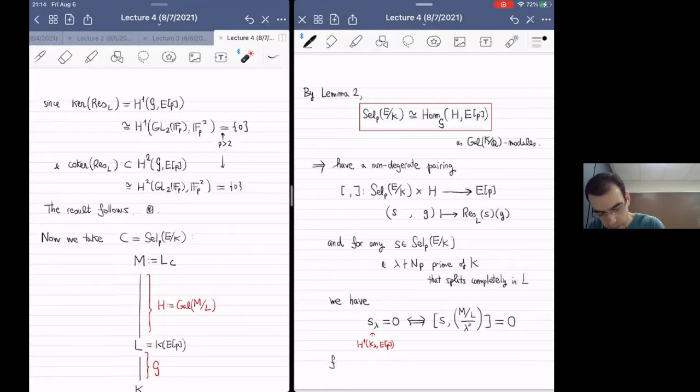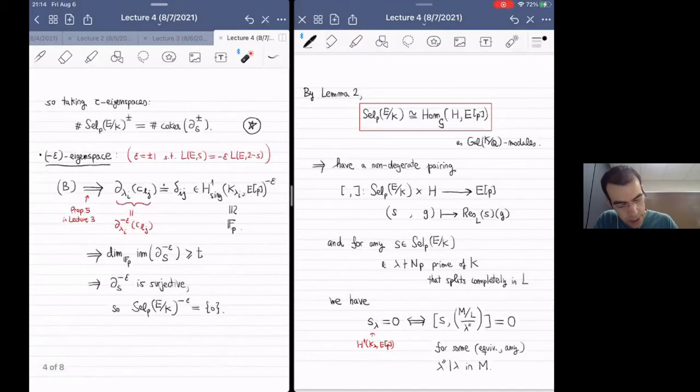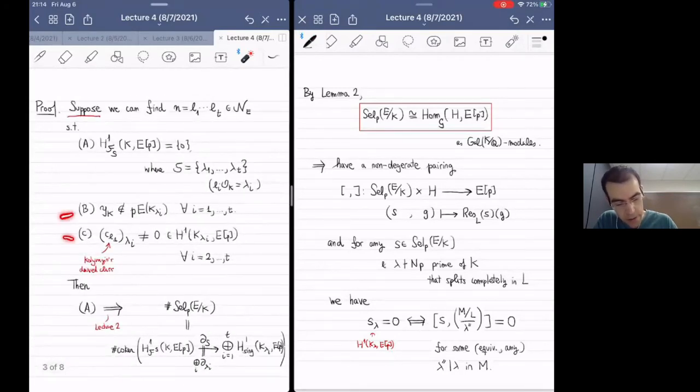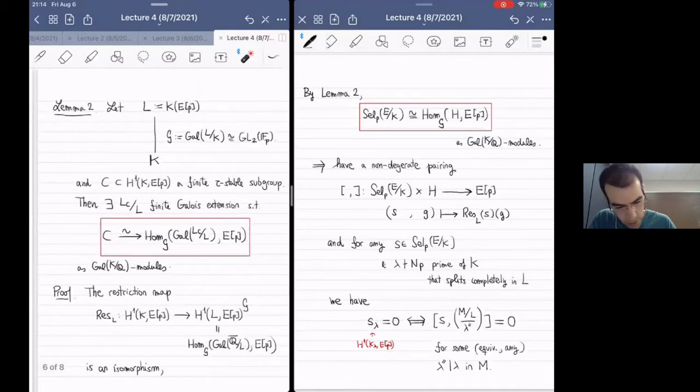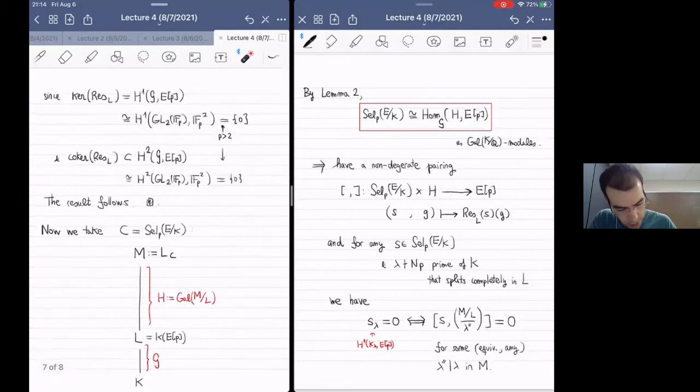Maybe I can write here: for some, equivalently any, lambda double prime dividing lambda in M. So this is going to be useful for us when, as you can imagine, we want to check conditions C and D, because now it's phrased as a condition in terms of a Frobenius element, so it's something for which Chebotarev is likely to help. Okay, so we're here.